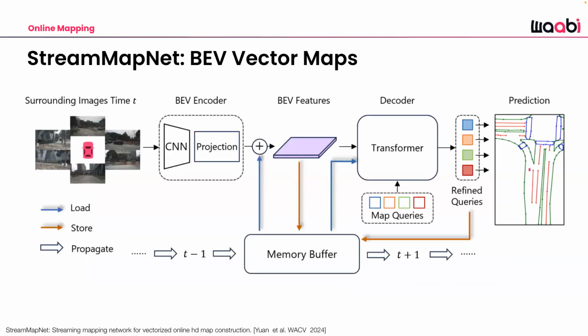Another recent paper is a line of work which goes one step further. And here you train a network to actually directly extract structured vector graphs from the online camera data alone. So you're no longer reliant in these approaches on a custom post-processing algorithm.